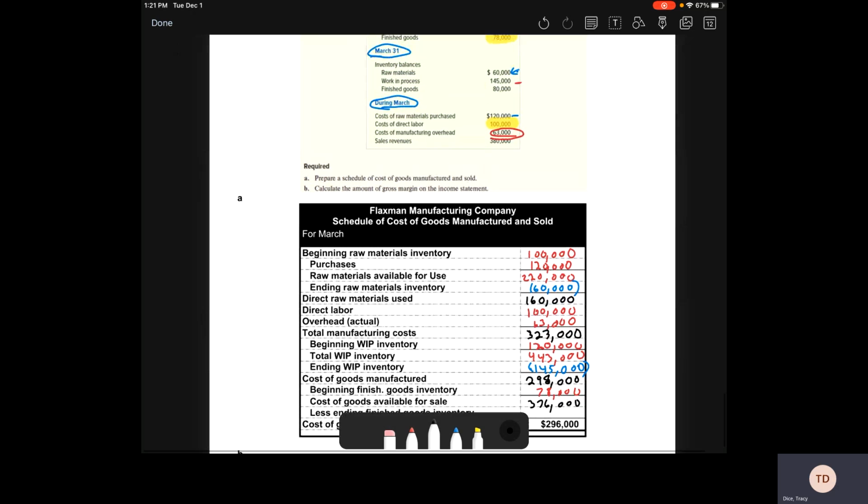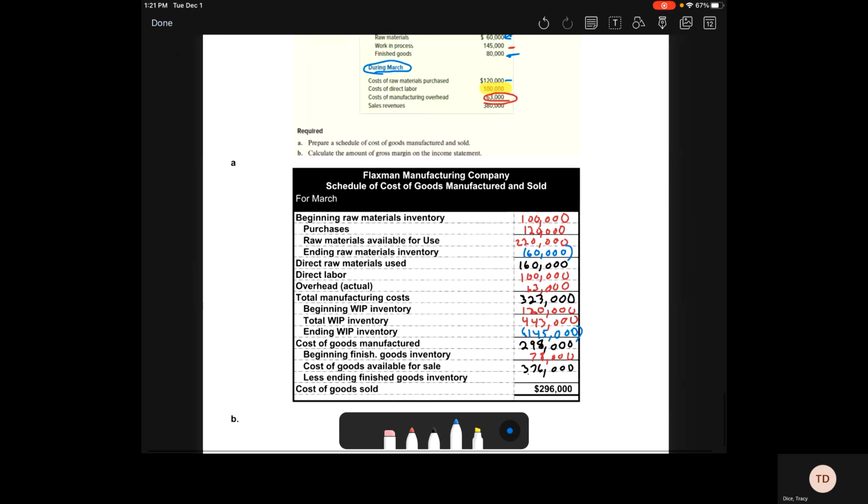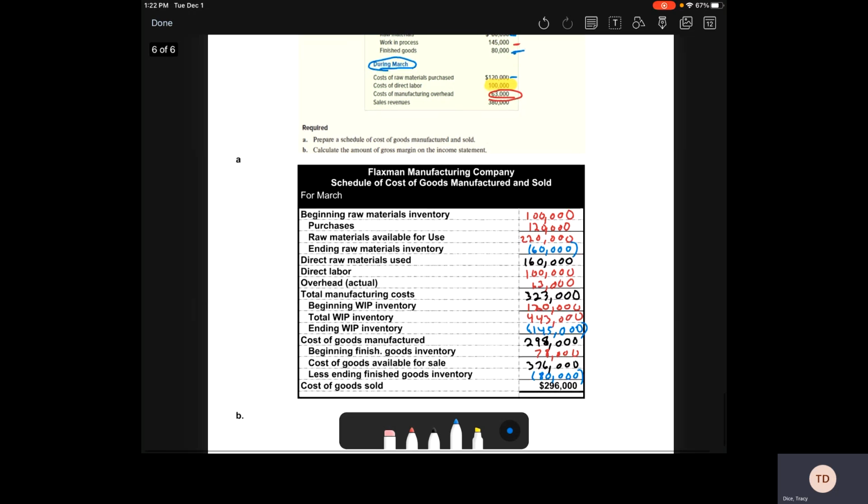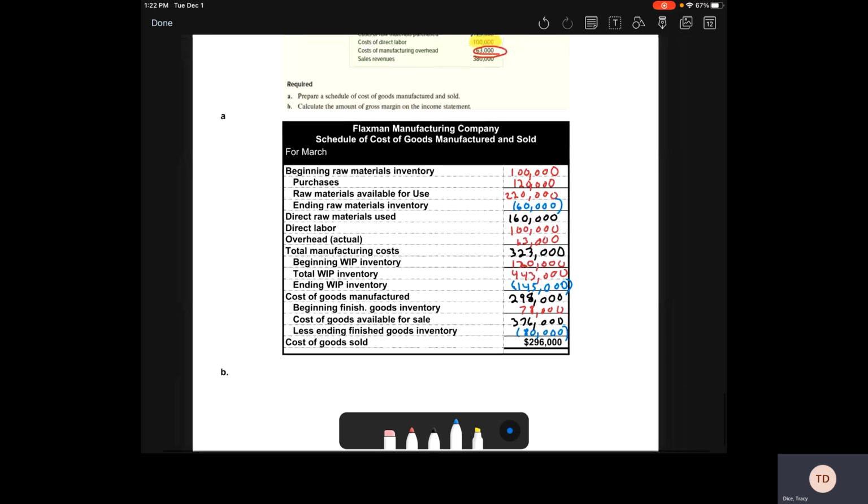We then look at our ending inventory for finished goods, which is that 80,000 up there under March 31st. We subtract that because if we still have $80,000 worth of inventory in our finished goods account, that means we haven't sold it. So we have our cost of goods available for sale. We still have 80,000 of it. When we subtract, we get our cost of goods sold of $296,000. And that is problem 1014.